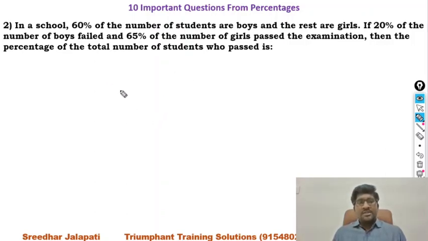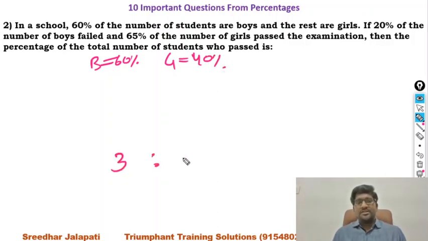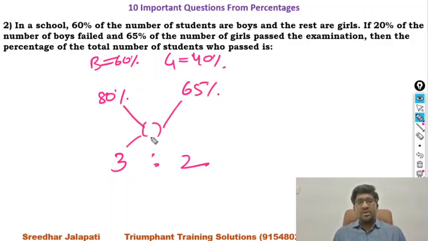Now, what is the ratio of boys and girls? As boys 60%, girls 40%, I can take the ratio as 3:2. What is the pass percentage in boys? 80%. What is the pass percentage in girls? 65%. This is given. What is the total pass percentage? This is something we do not know, so if you apply the allegation method, this is what we have to find. So let that be x.